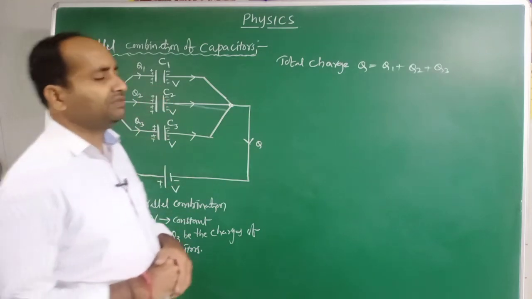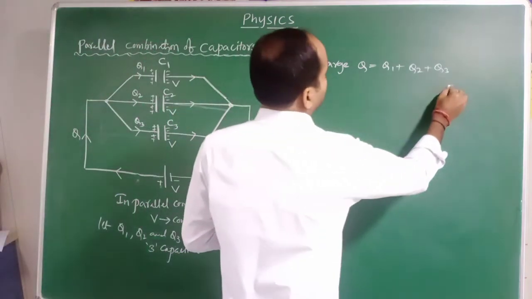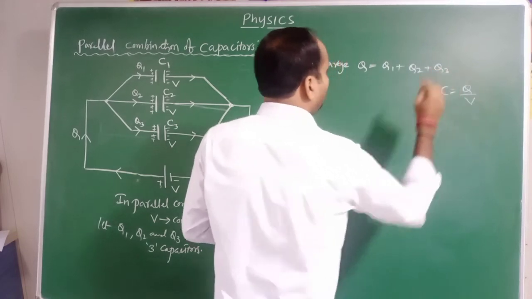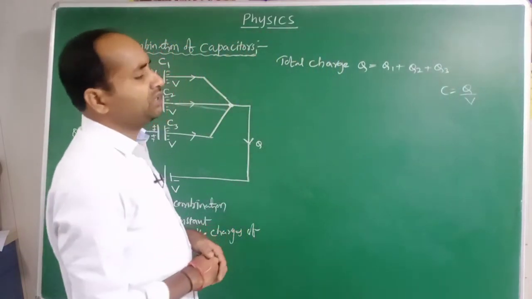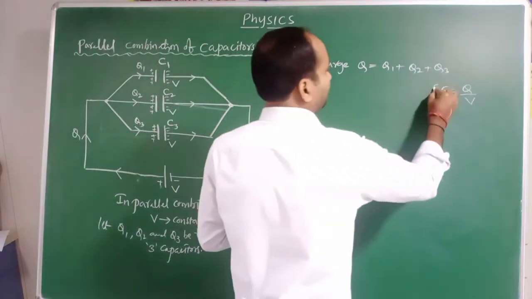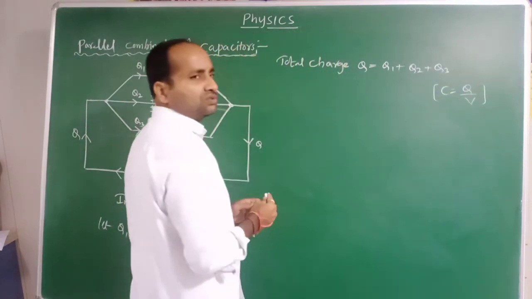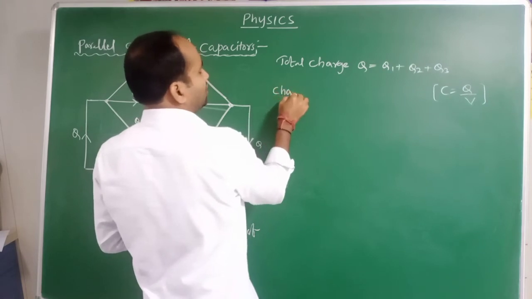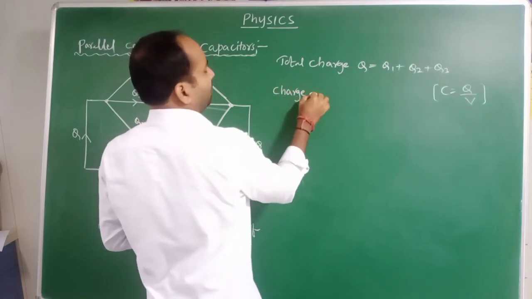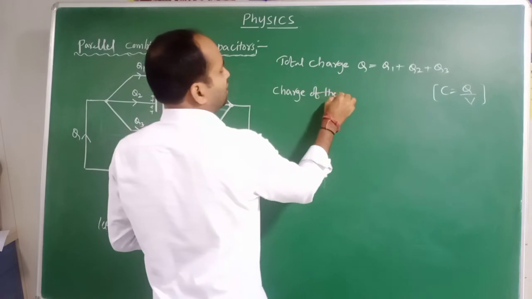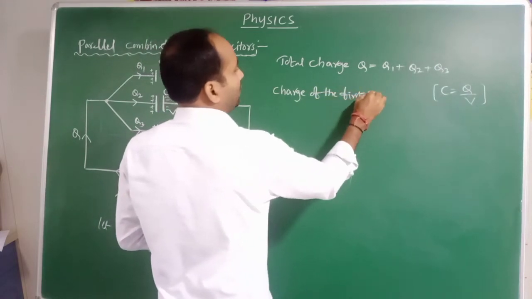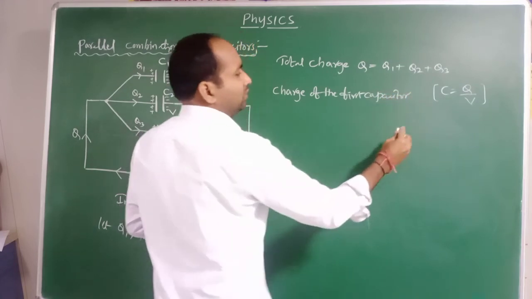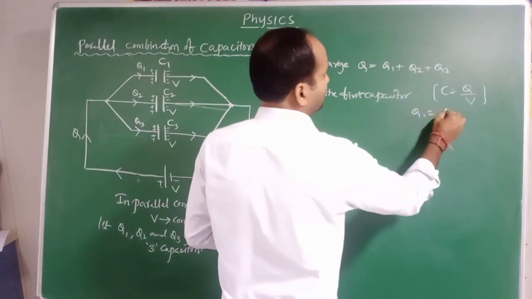Now what is the definition of capacitance in general? We may write C is equal to Q by V. From this equation we may write Q is equal to CV. Here the charge of the first capacitor, Q1 is equal to C1V.